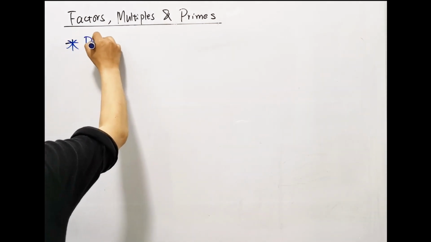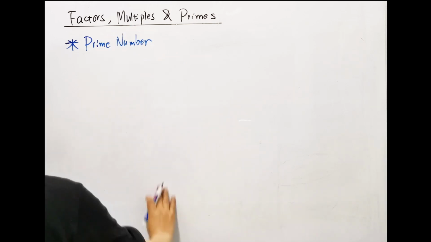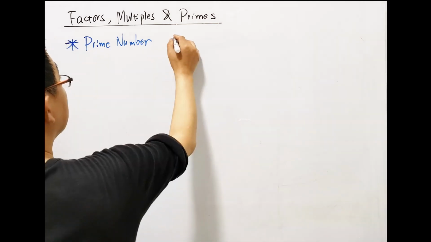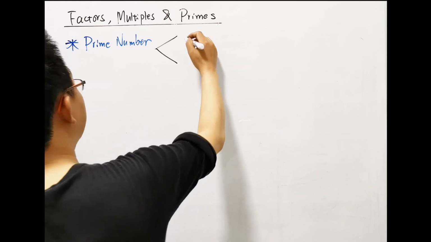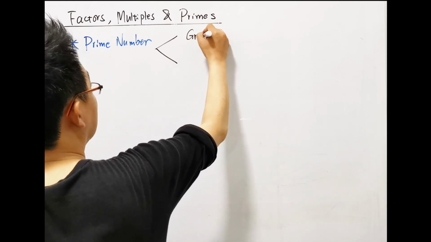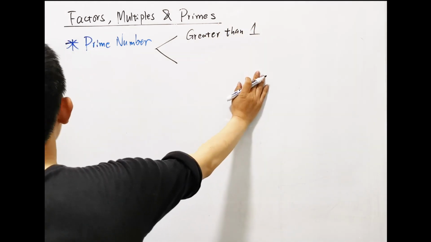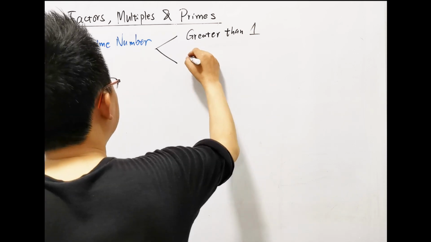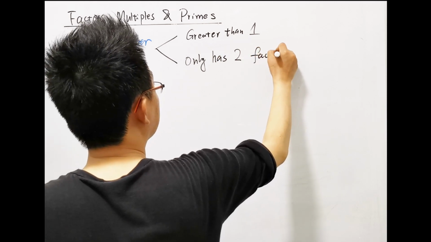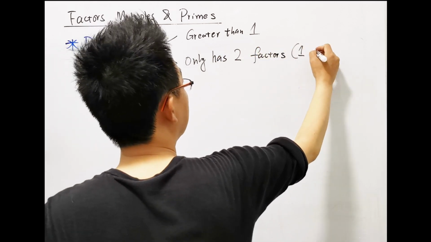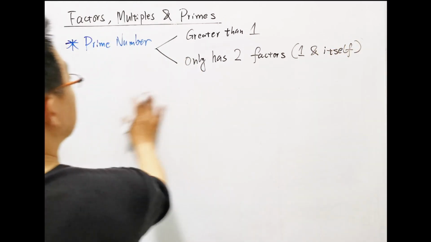So what is a prime number? A prime number is a whole number greater than 1, and it only has two factors, 1 and itself. This is very important, right?